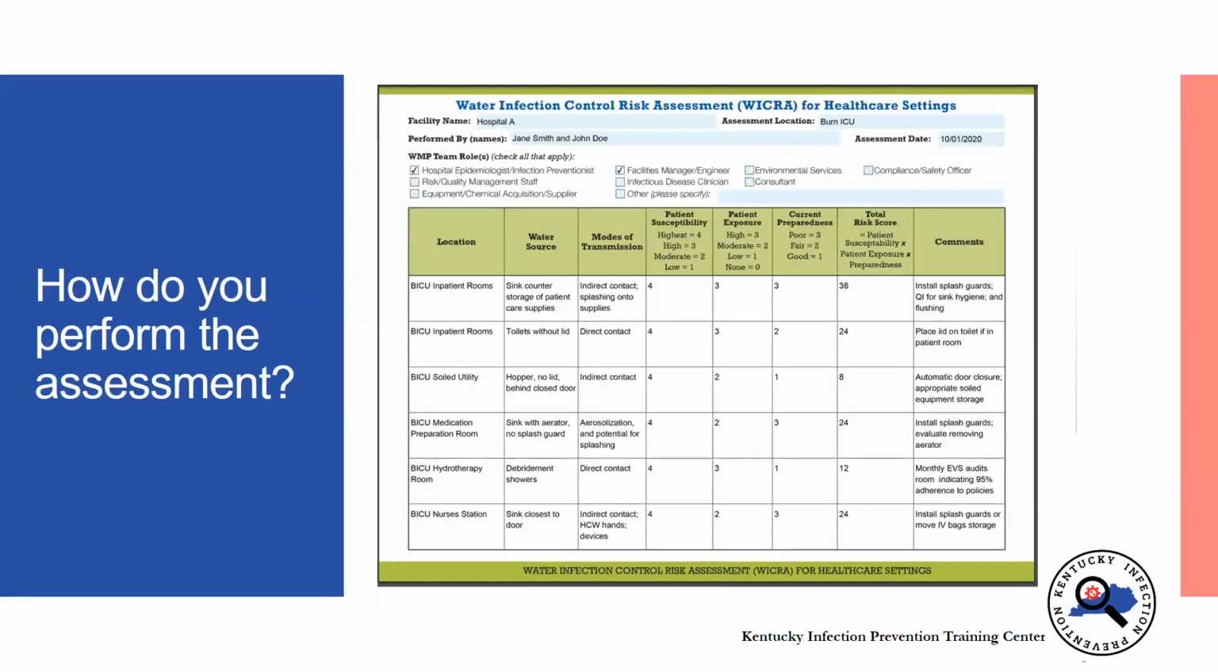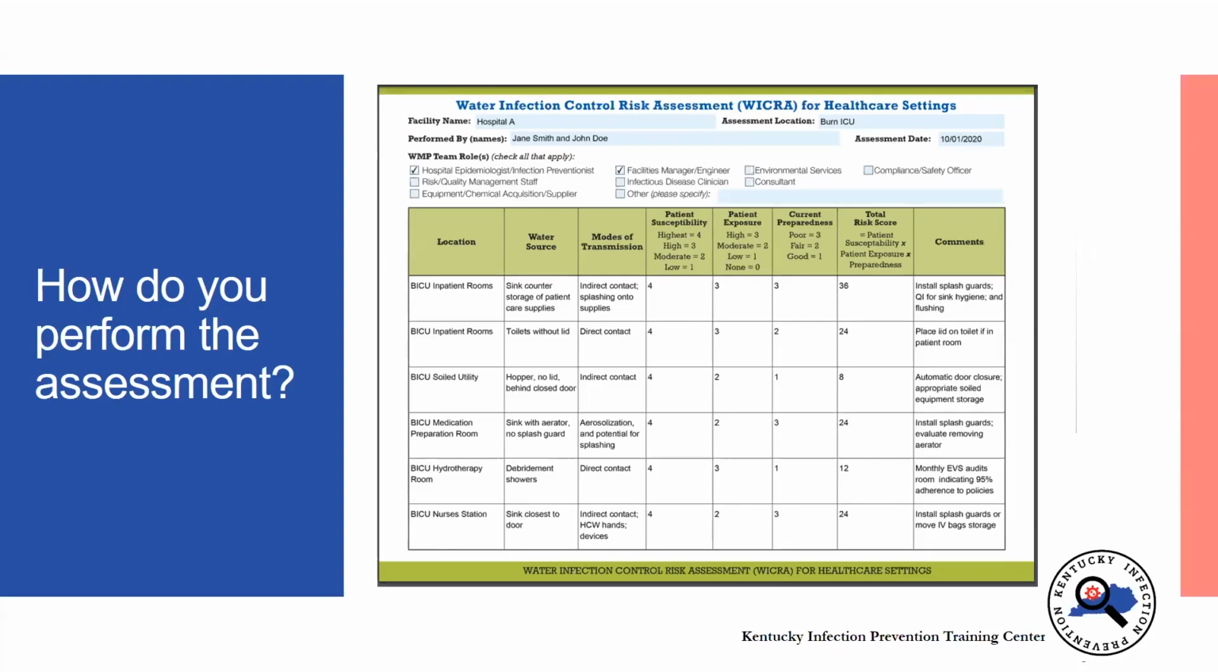So the question becomes, how do you perform a risk assessment? And so that's what we're going to talk about here for the next few minutes. So this, again, is the example directly from the CDC site. They have a facility name, they have an assessment location. So in this scenario, it was the burn unit. They have who performed the risk assessment, what was their role on the team. And then they've gone through and looked at individual locations within the facility.